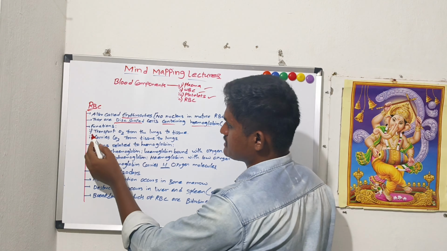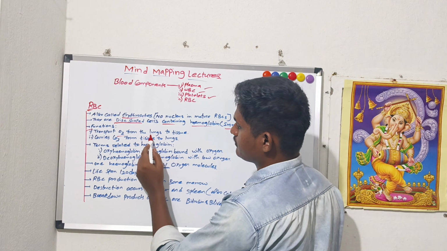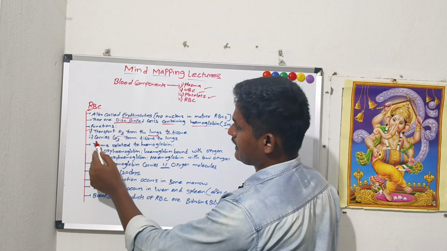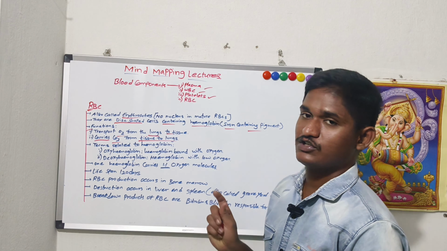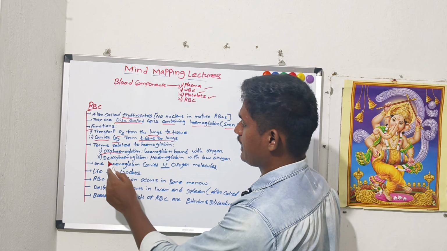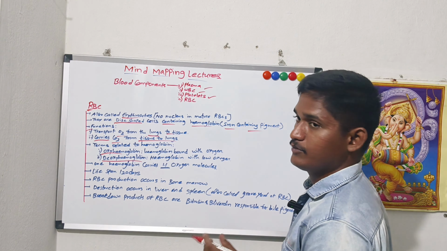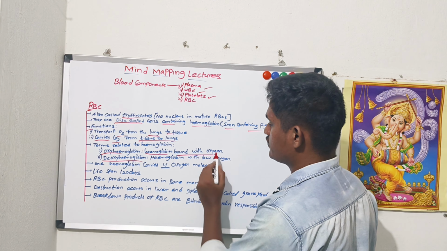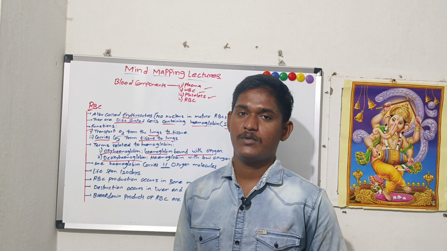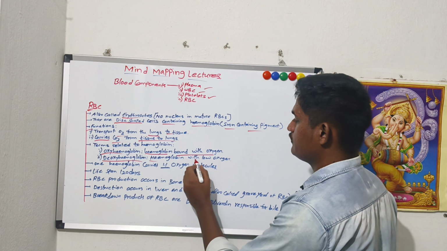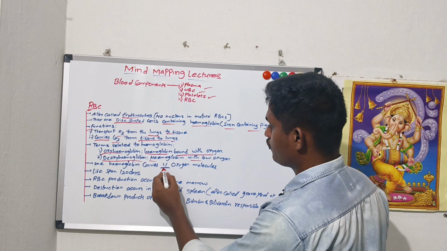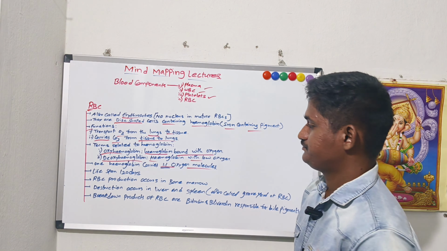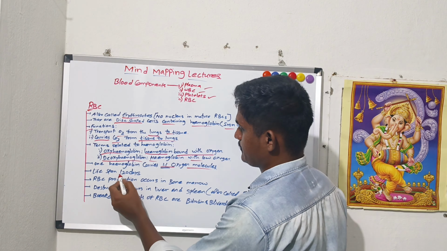The functions of the RBCs are they transport oxygen from the lungs to tissues, and they carry CO2 from tissues to the lungs. The terms related to hemoglobin are oxyhemoglobin and deoxyhemoglobin. Oxyhemoglobin means hemoglobin bound with oxygen. Deoxyhemoglobin means hemoglobin with low oxygen. One hemoglobin carries around 4 molecules of oxygen. Lifespan of the RBCs is around 120 days.